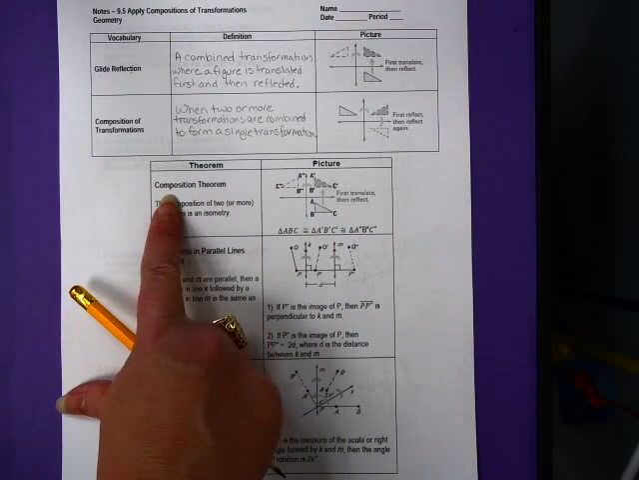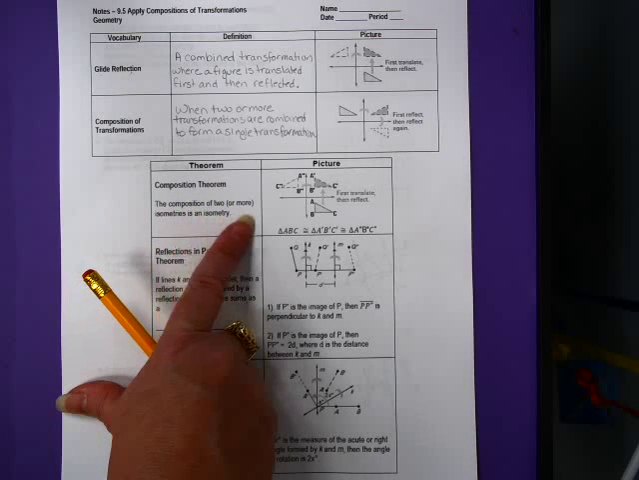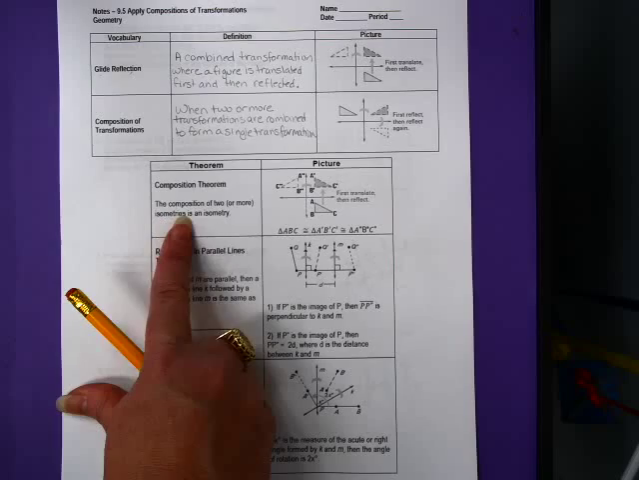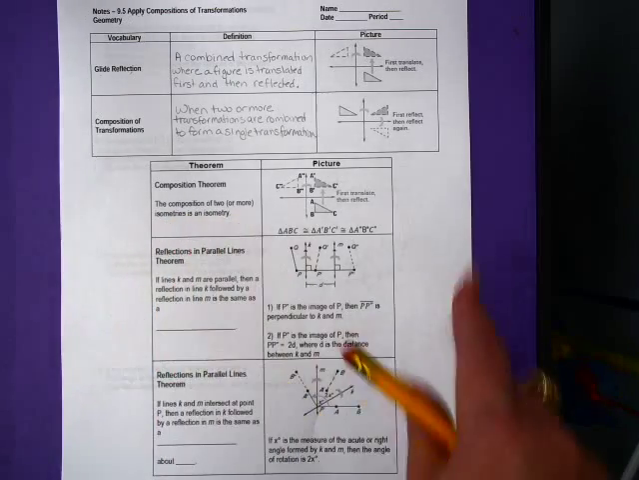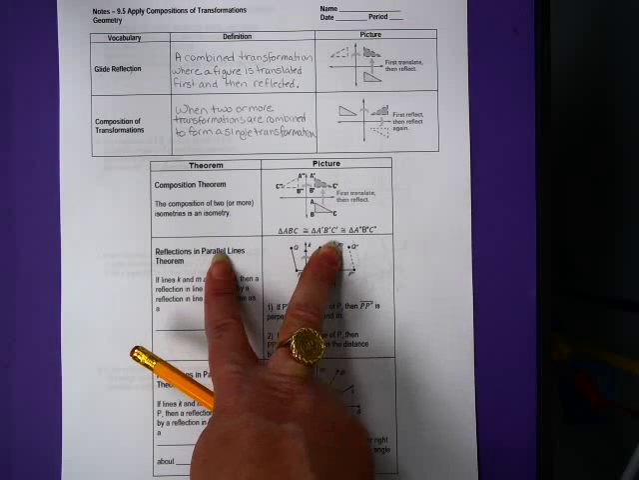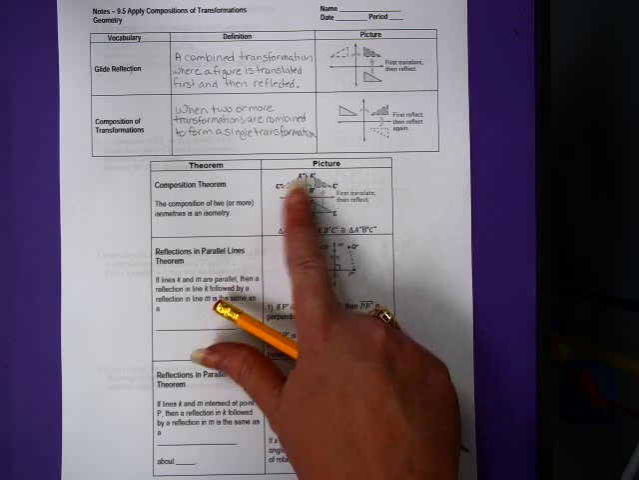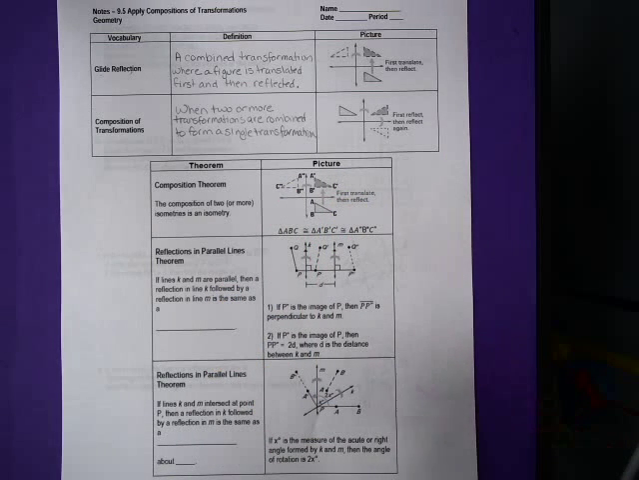All right, so next, composition theorem. It says that the composition of two or more isometries is an isometry, meaning that even just because you're doing two transformations, the triangle, or whatever shape it is, is still going to be congruent to the original.